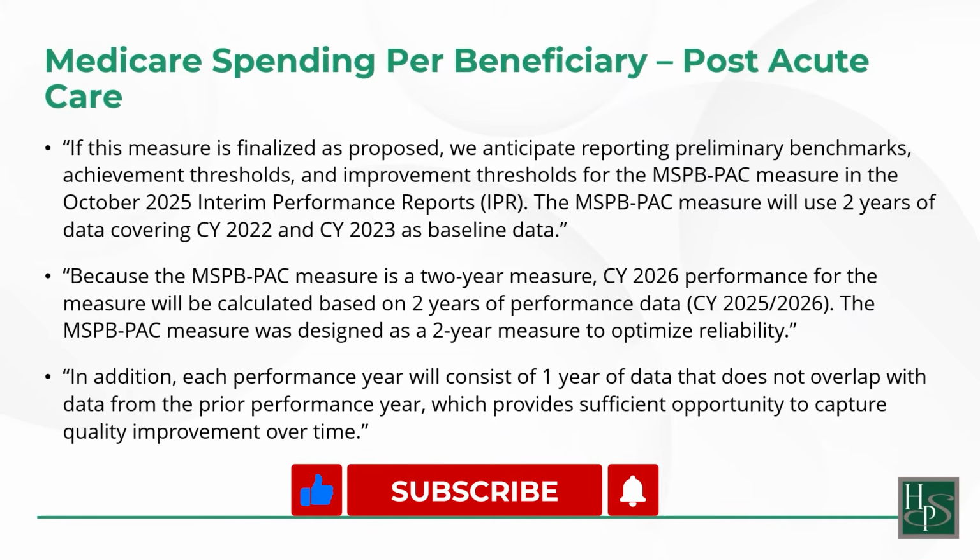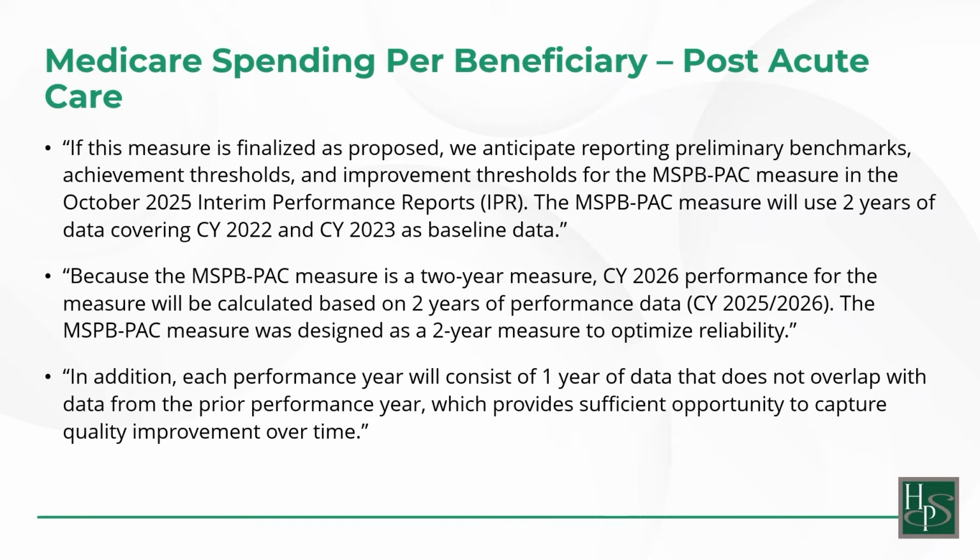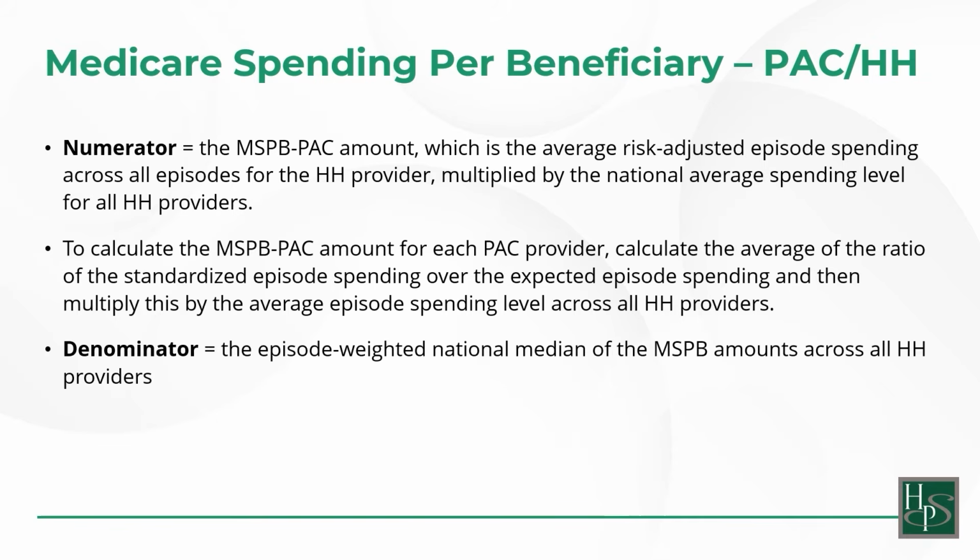So Medicare basically says if this measure is finalized as proposed, it's going to use 2 years of data, as we just said. It is a 2-year measure, and each performance year going forward would consist of 1 year of data that does not overlap with data from the prior performance year, and that would give sufficient opportunity to capture quality improvement over time. So how is the measure calculated?